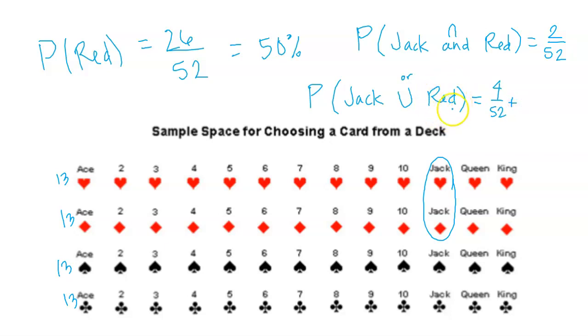How many red cards are there? Half of them are red, so 26 out of 52 are red. But these two Jacks are red, so they got counted both as a Jack and as a red card. So we need to subtract off 2 out of 52 to get the total number. So this would equal 28 out of 52. And you could change that to a percentage.